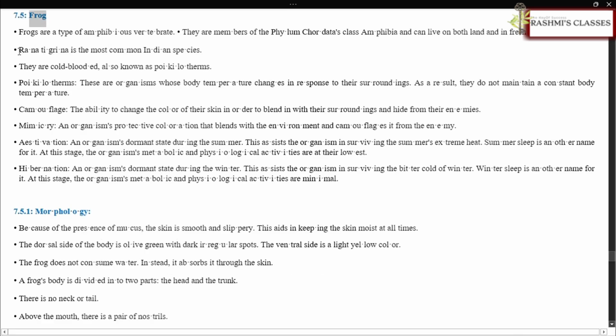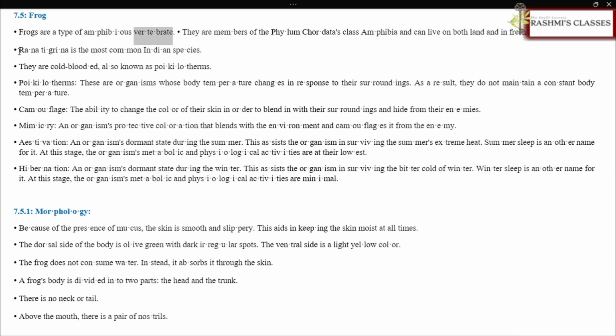7.5 Frog. Frogs are a type of amphibious vertebrate. They are members of the phylum Chordata, class Amphibia, and can live on both land and in fresh water. Rana tigrina is the most common Indian species. They are cold-blooded, also known as poikilotherms. Poikilotherms, these are organisms whose body temperature changes in response to their surroundings. As a result, they do not maintain a constant body temperature.